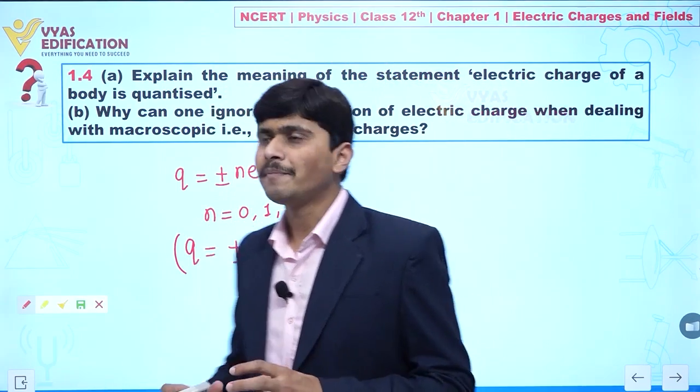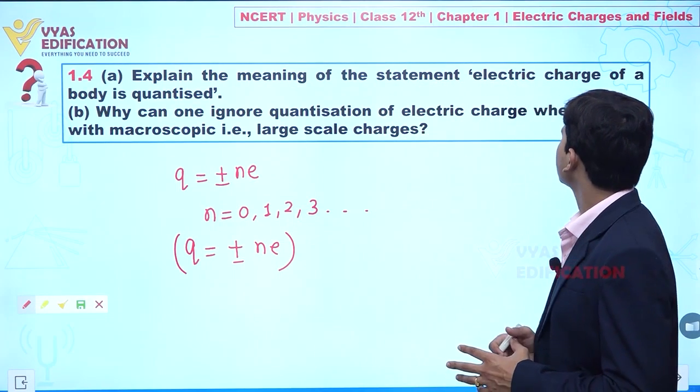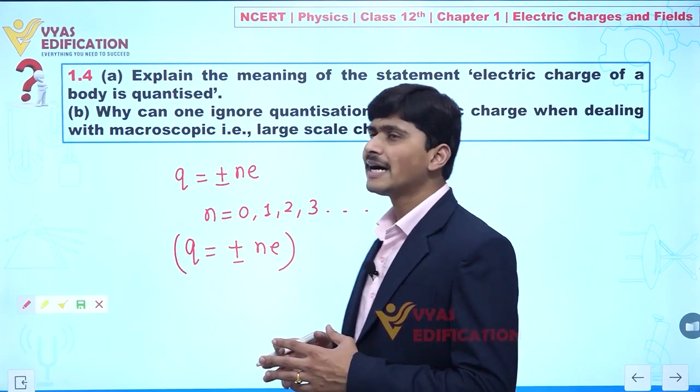But what will happen if we talk about part B? Why can one ignore quantization of electric charge when dealing with macroscopic or large scale charges?